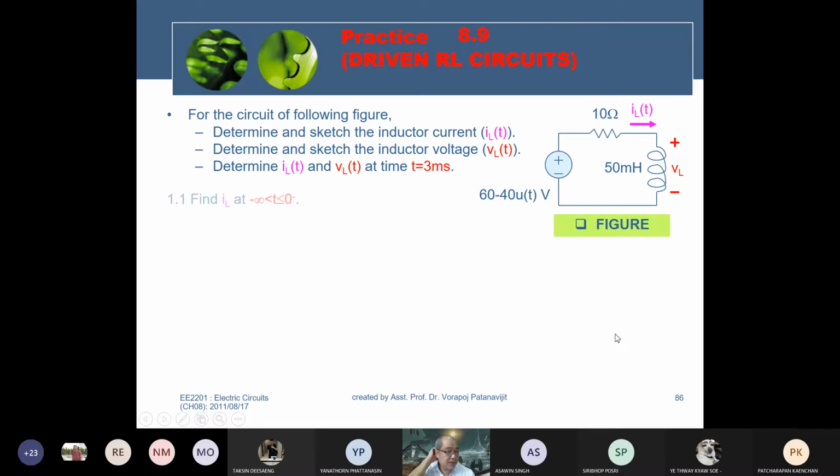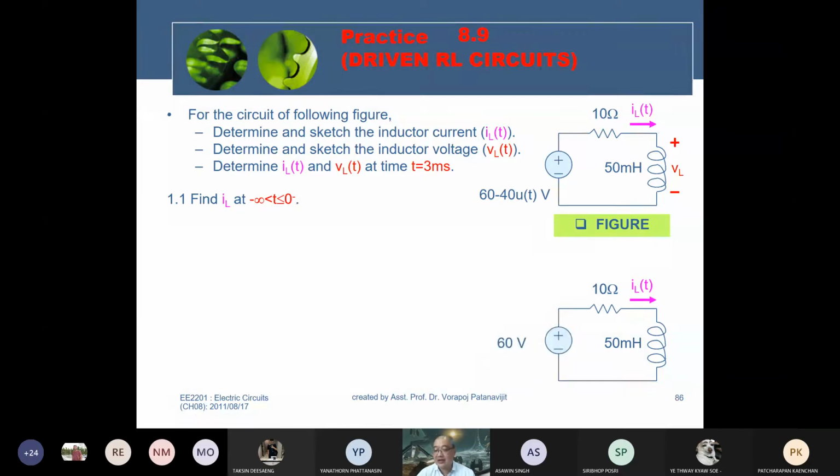Therefore, the key to determine for the RL circuit driving case is that you must determine the inductor current in 4 steps. The first step of the inductor current determination is to determine the inductor current for time less than 0, or before the switch is activated. Before the switch is activated, u(t) equals 0. Therefore, the source is still 60 volts.